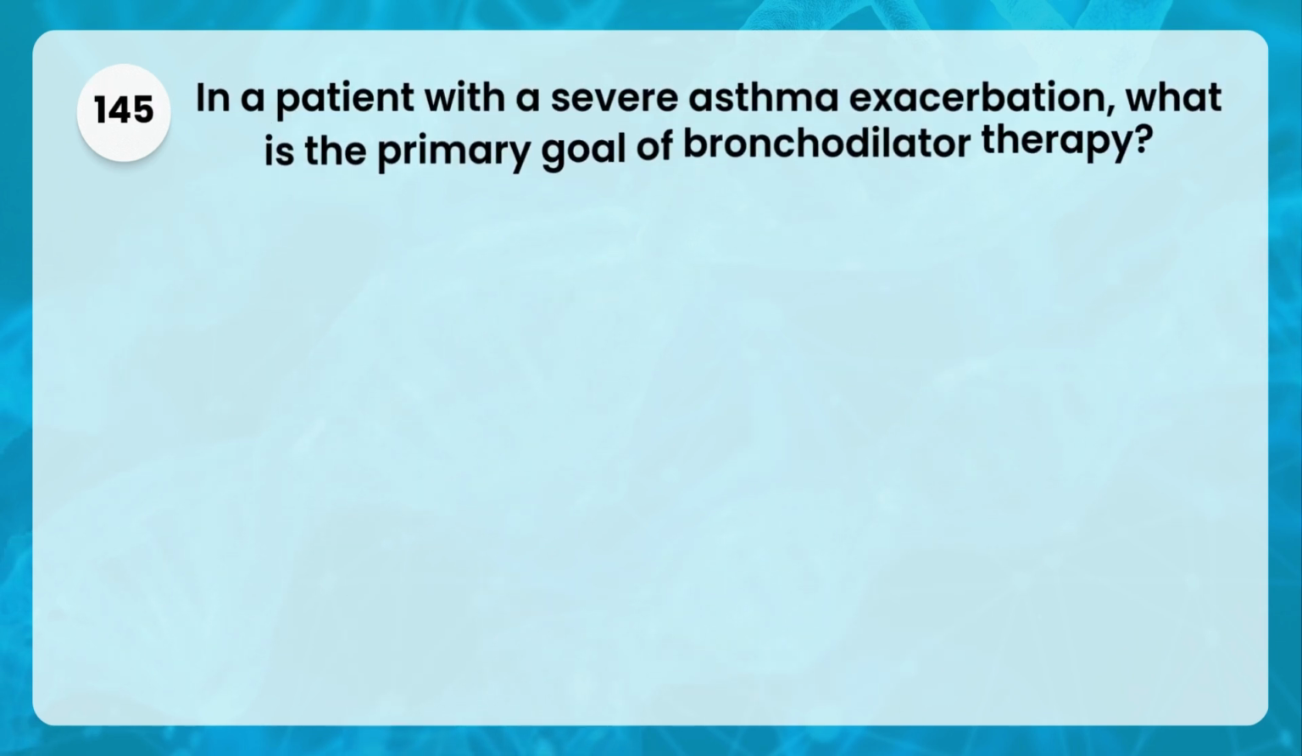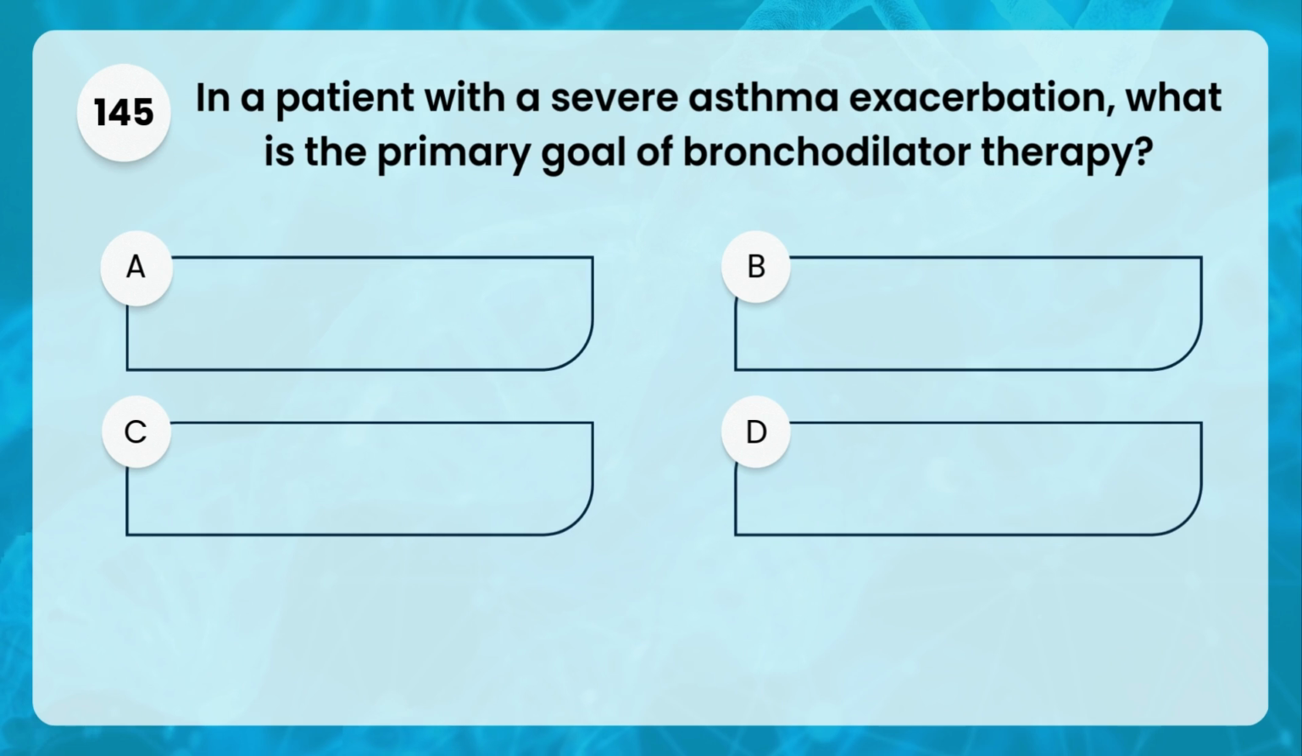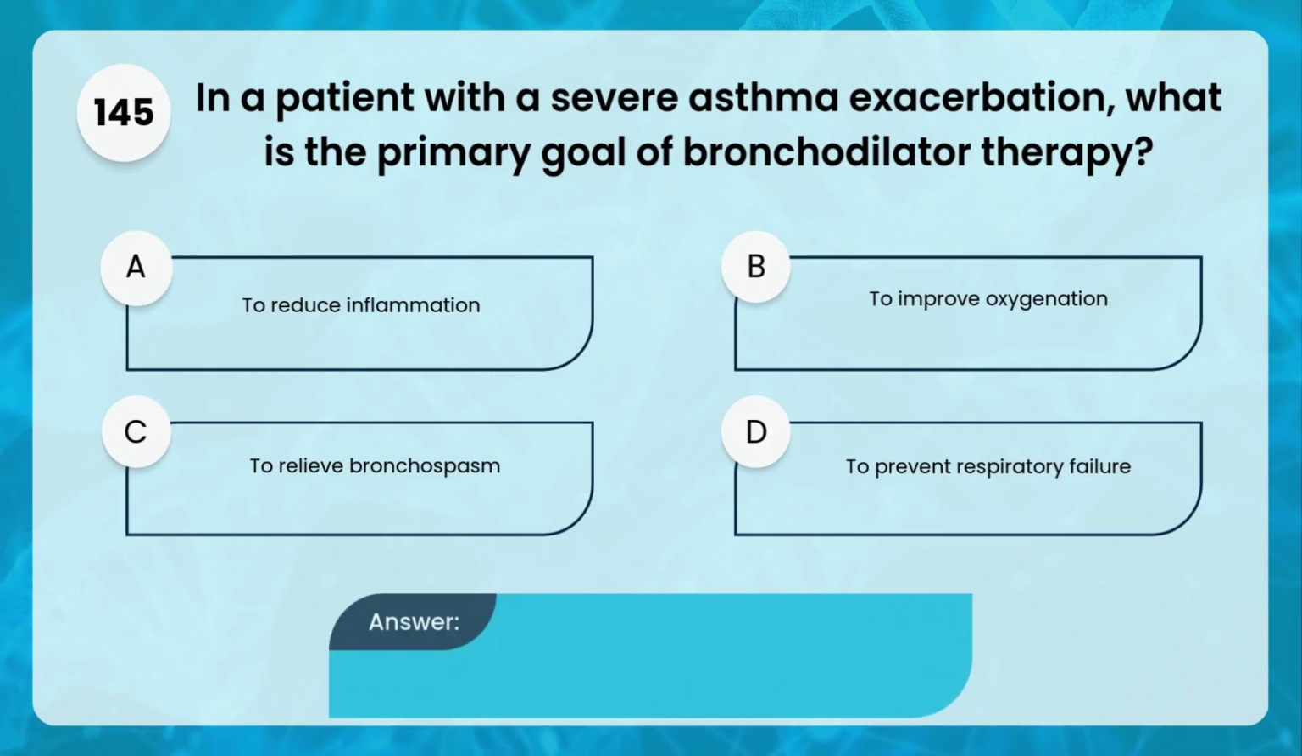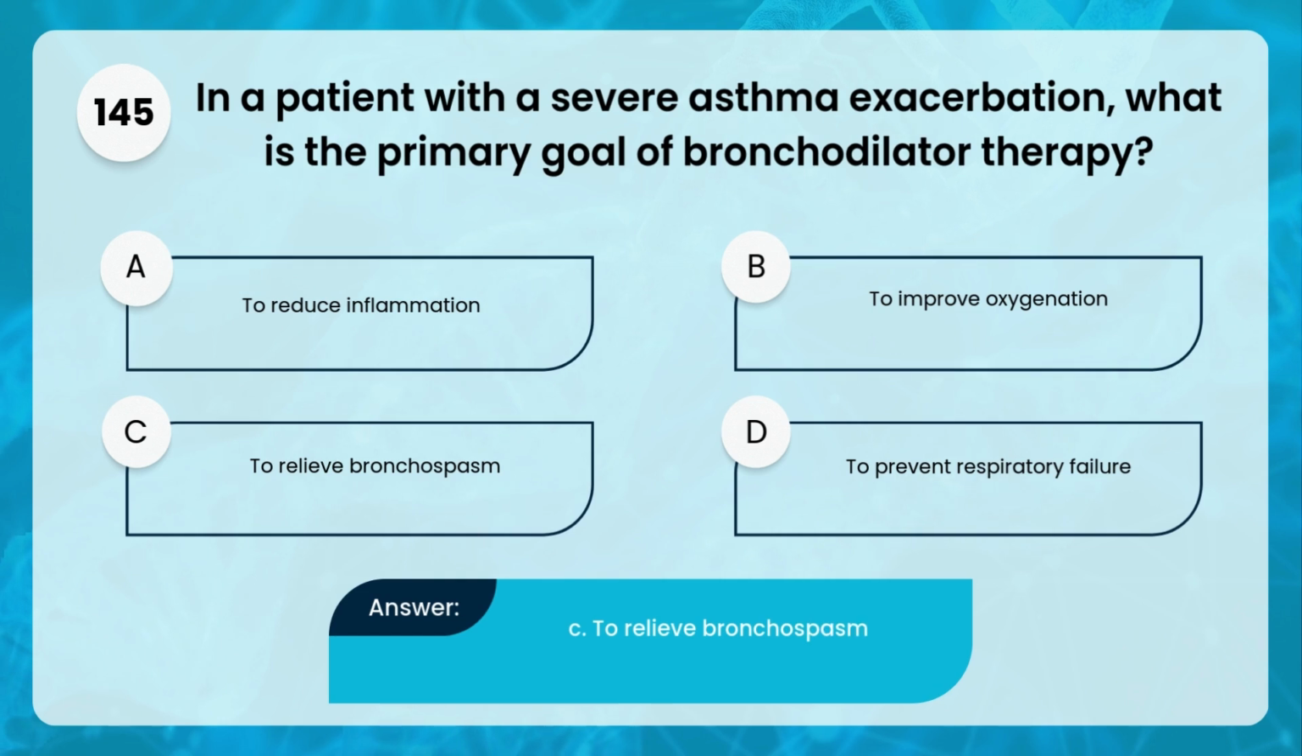145. In a patient with a severe asthma exacerbation, what is the primary goal of bronchodilator therapy? A. To reduce inflammation. B. To improve oxygenation. C. To relieve bronchospasm. D. To prevent respiratory failure. The answer is C. To relieve bronchospasm.